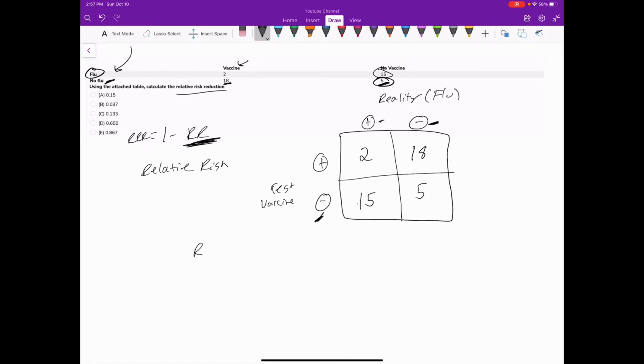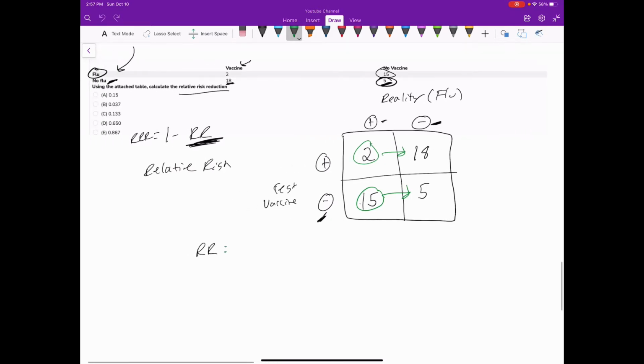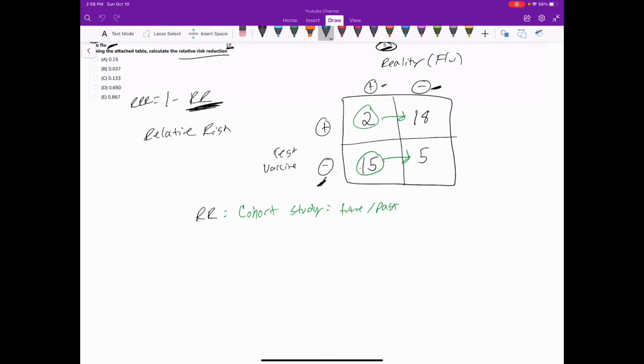And now, what was relative risk? Remember, we just did our tops over our bottoms, right? What was relative risk, though? Well, it was a cohort study, so it looked at the future or the past. It's trying to determine if you get the vaccine, are you going to get the flu or not. It's going to help us make that determination for the future. And since it's relative risk, we know it's 1 over 2 numbers over 1 over 2 numbers.